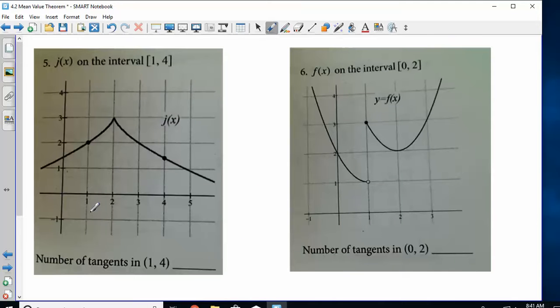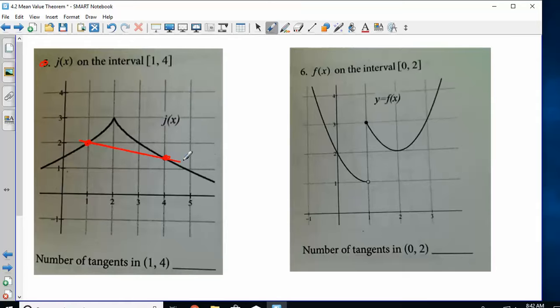Number 5, or not number 5, but let's look at this example. We are talking about the interval 1 to 4. So here's when x is 1 and when x equals 4. Okay, you could draw the line in between those. So I want the slope to be the same as the slope of that line. Does my curve ever have a place where the slope is the same as that? No. So why doesn't the mean value theorem work here?